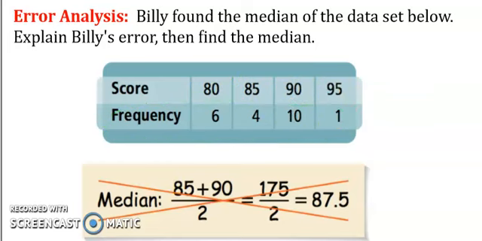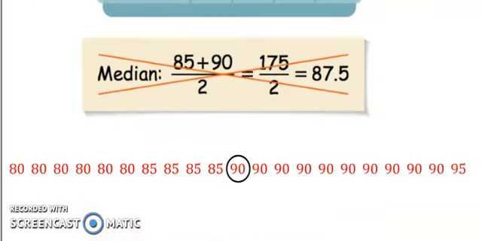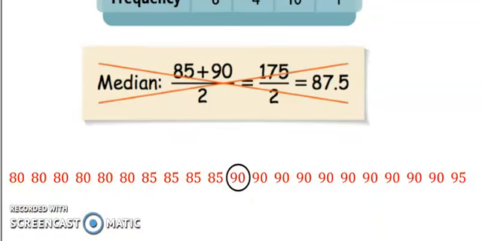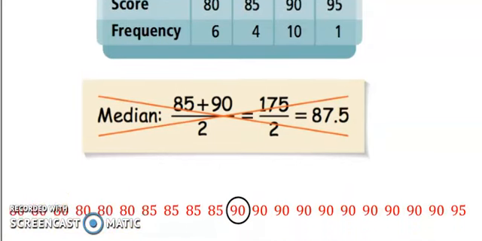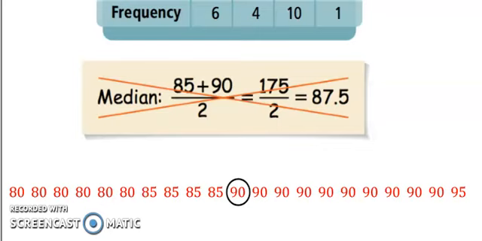So what Billy would actually have to do, if he's finding the median, is list this thing out in ascending order, so smallest to biggest. So he's going to have 6 80s, 1, 2, 3, 4, 5, 6, and then 4 85s, and then 10 90s, and then one 95. When he does that, he'll see the median would actually be 90.